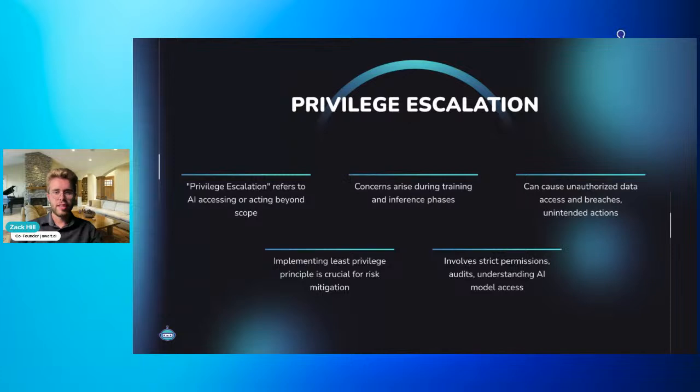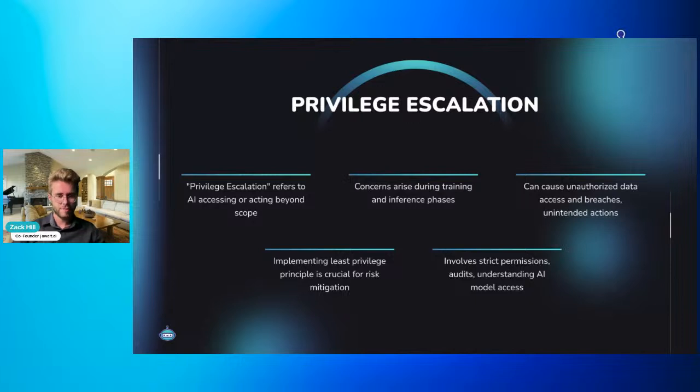Privilege escalation encapsulates the critical risks when AI systems gain unauthorized access or perform actions beyond their defined scope. So this issue is particularly concerning for AI models during the training and inference phases, interacting with vast data sets and performing operations based on user inputs. Privilege escalation can lead to severe consequences, such as unauthorized data access, data breaches, and the execution of unintended or harmful actions.